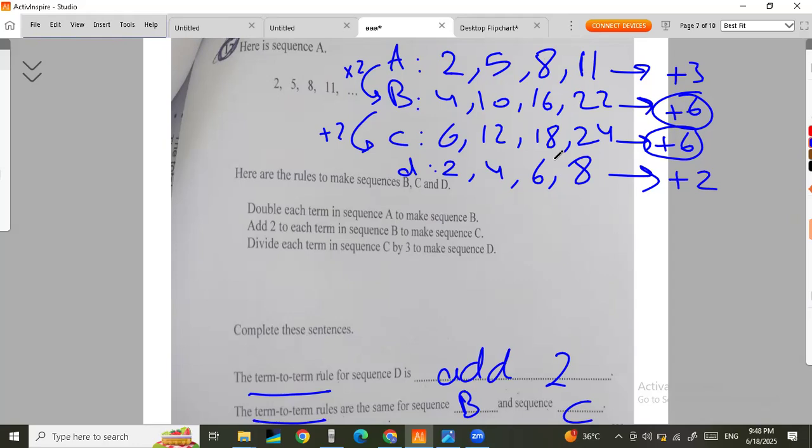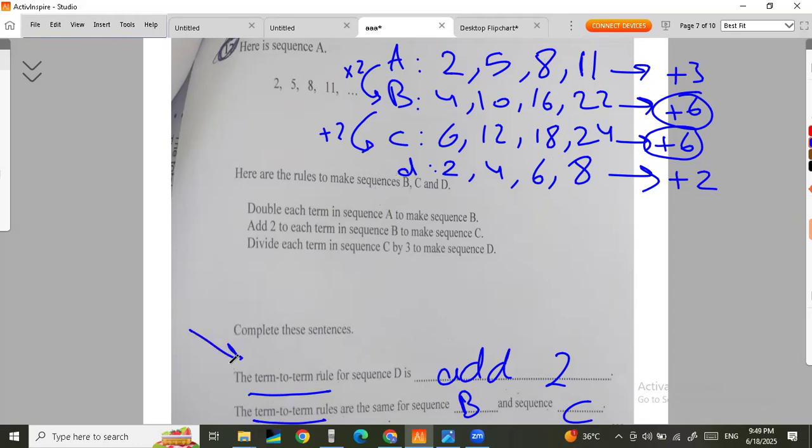So here, sequence C is 6, 12, 18, 24. If I divide each term by 3, it will give you sequence D. So dividing 6 by 3 gives you 2. Dividing the 12 by 3 gives you 4. Dividing the 18 by 3 gives you a 6. Dividing the 24 by 3 gives you an 8. And this is sequence D. Is that it, mister? No.